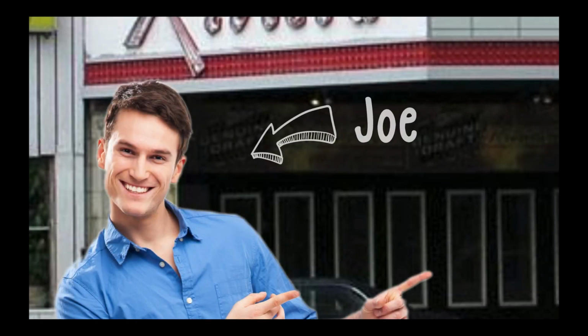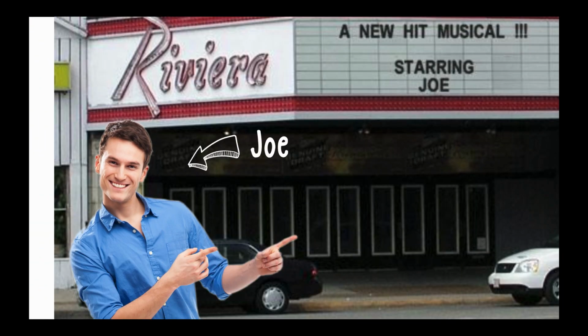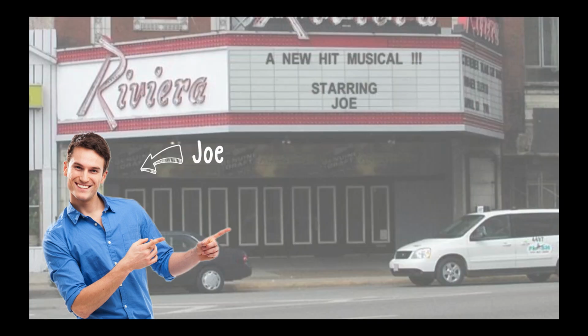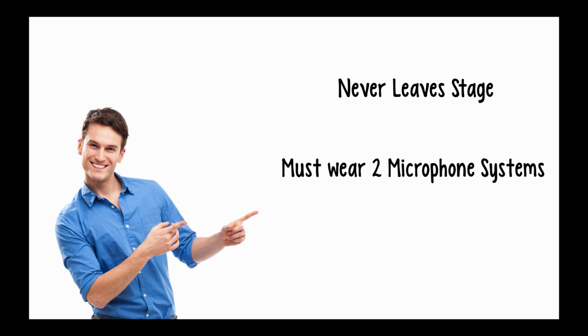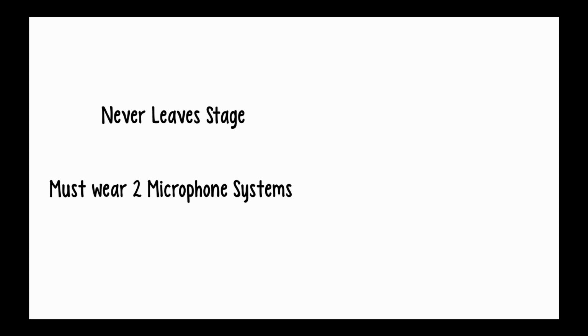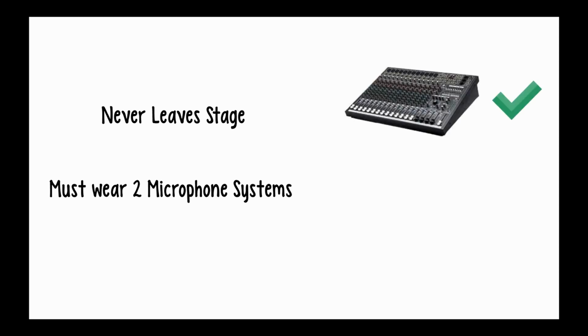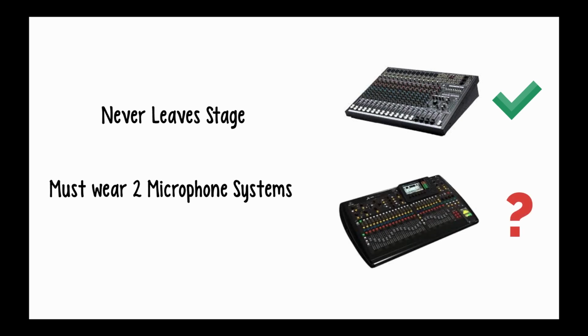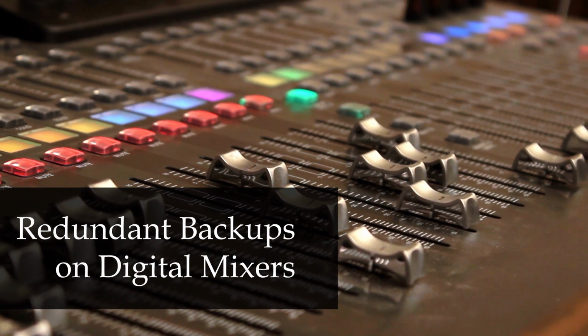This is Joe. Joe has been cast in the lead role in a new hit musical. Joe never leaves the stage the entire performance, so he has been equipped with two microphone systems in the event of failure. A backup mic is simple to include on an analog sound mixer. Just add another fader. But when using a digital mixer with multiple scenes, it creates a complication for the audio programmer.